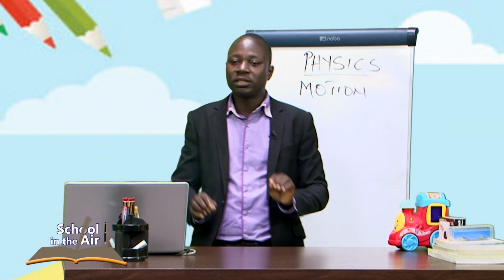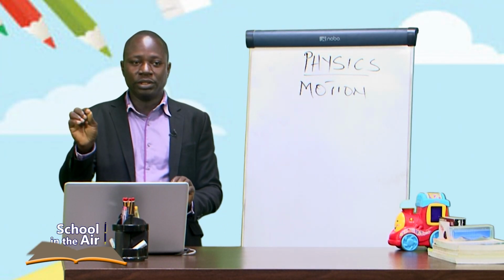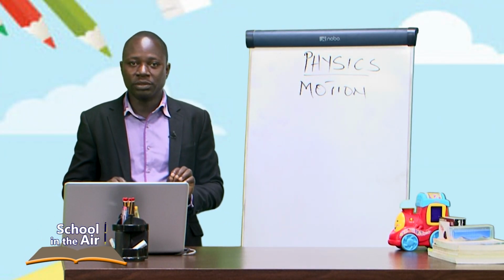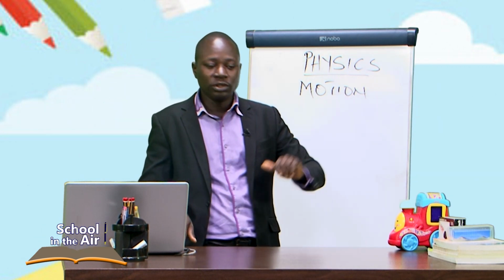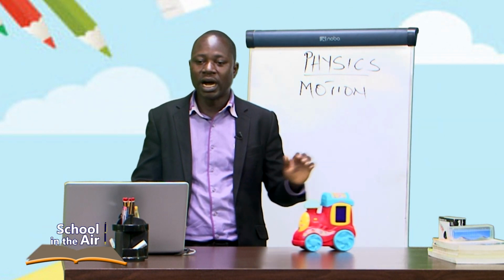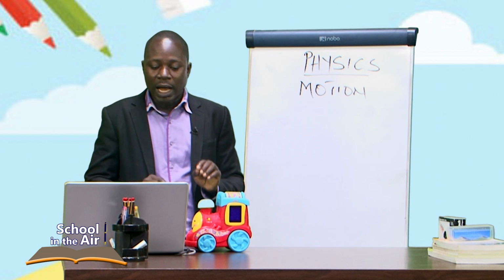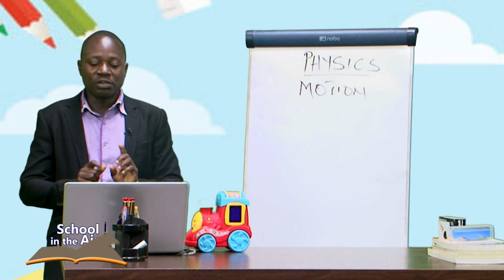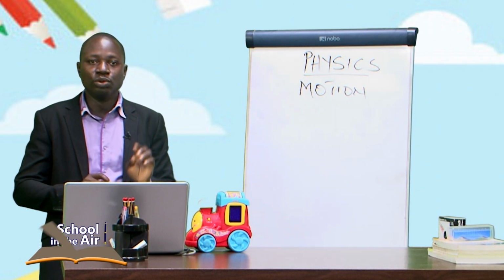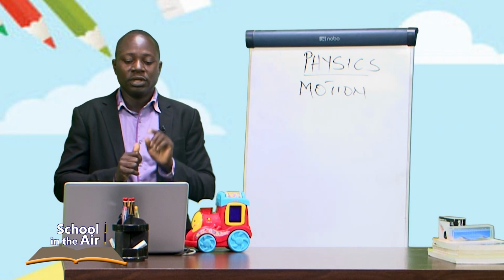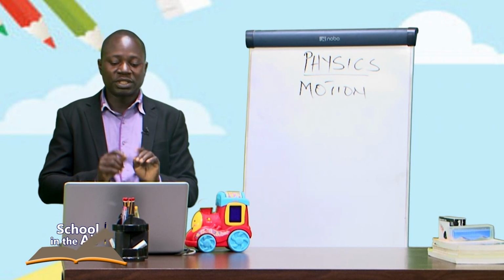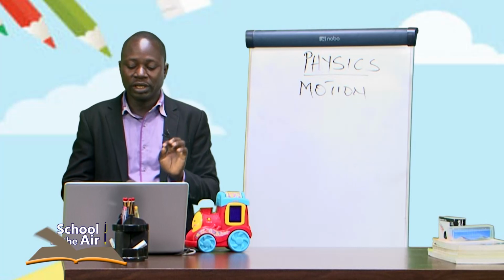Your movement from the sitting room to the kitchen is translational motion. Your movement from the kitchen to the living room, translational motion. Another example is the movement of a train from station A to station B.